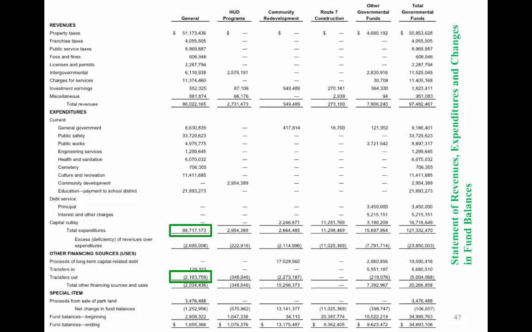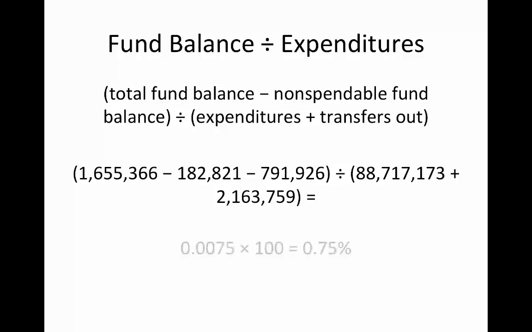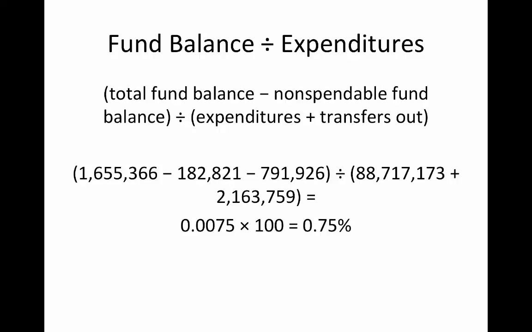You might, in the denominator, use expenditures and transfers out instead. And if you calculate that, the ratio you get is equally small: 0.75%. That's not what I would consider to be a robust ratio. You can multiply it by 365 to get a sense of how many days worth of resources they have, and you can see they've got fewer than 3 days worth of resources based upon the amount of fund balance in the general fund.